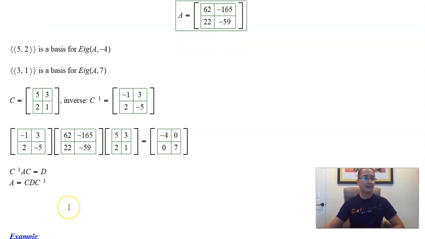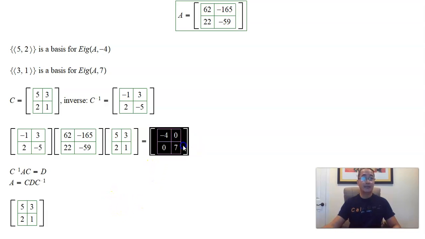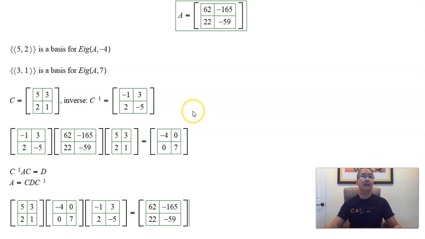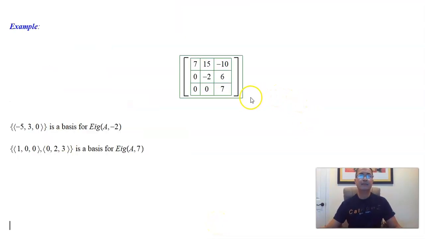Okay, so let's go ahead and check. If you put C on the left, which is over here, and then you put the diagonal matrix in the middle, containing the eigenvalues, and we put the inverse now on the right, once again, they change positions, they switch. We should get A, and yep, of course we do. That's our original matrix.